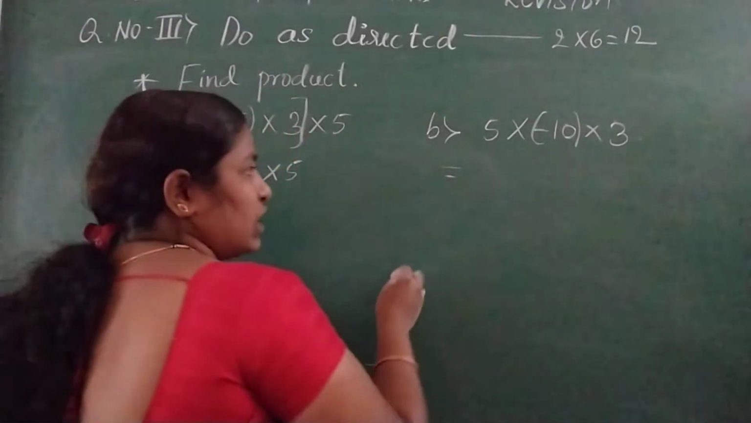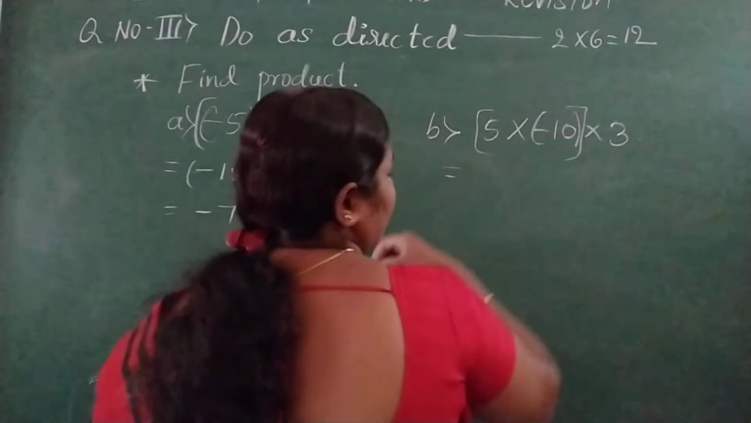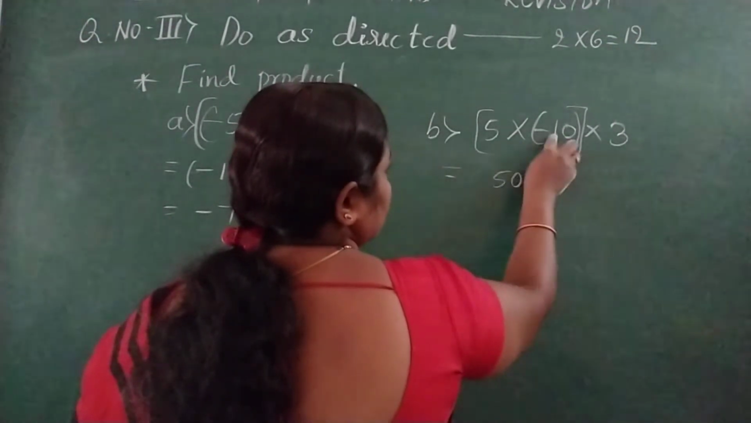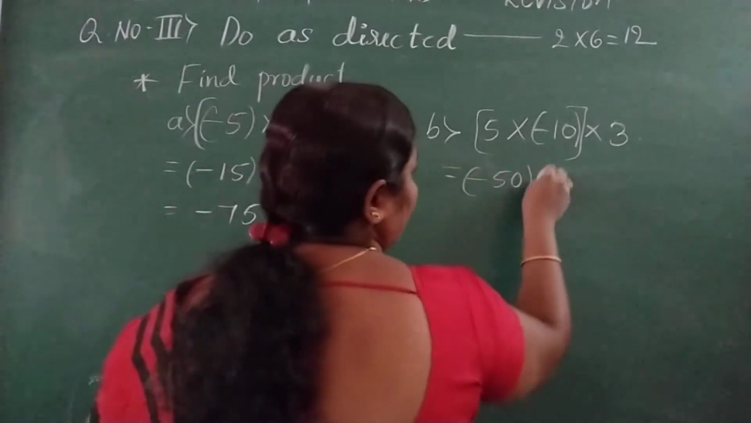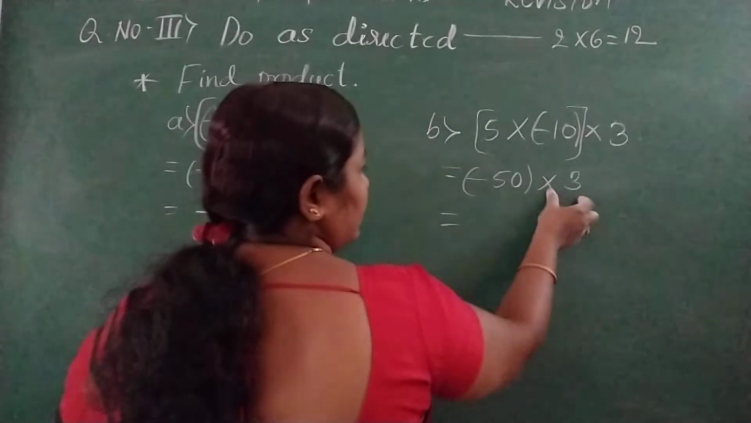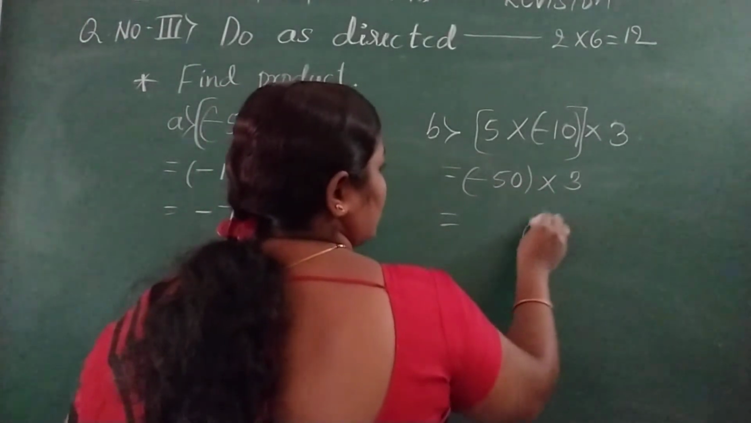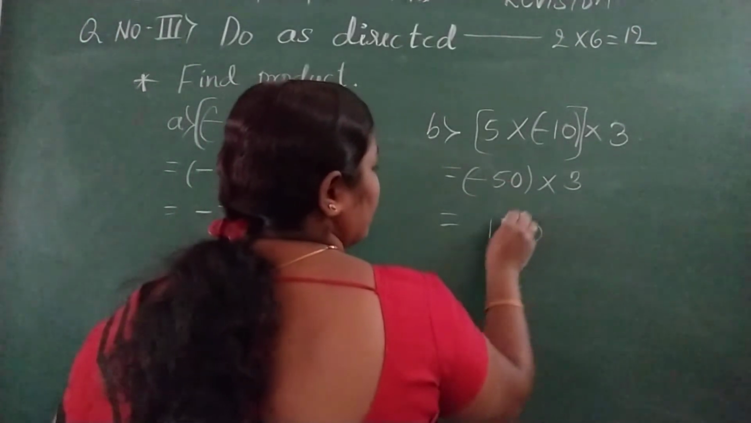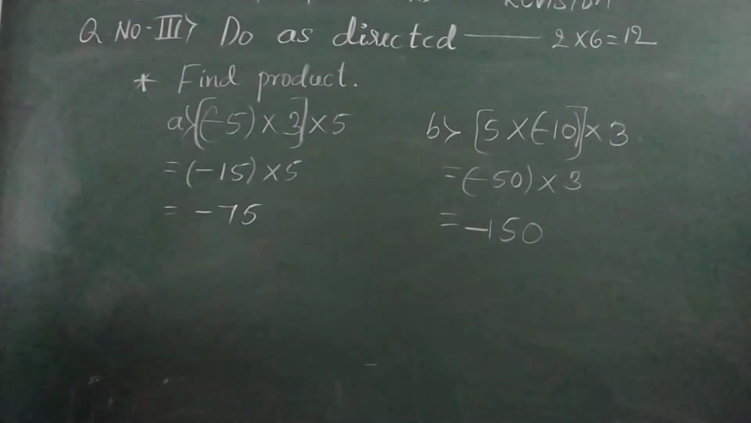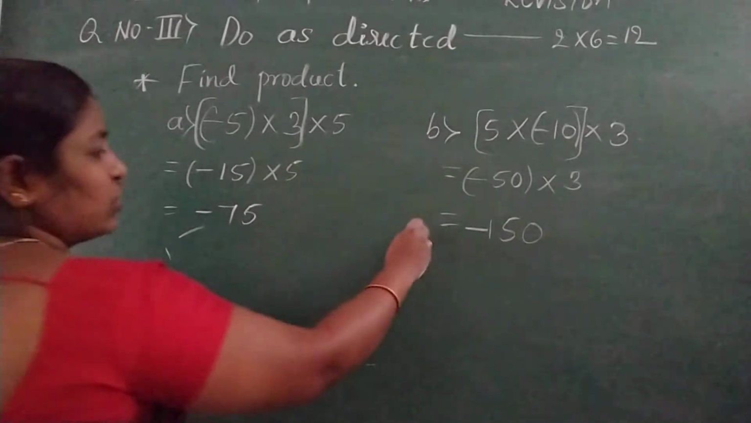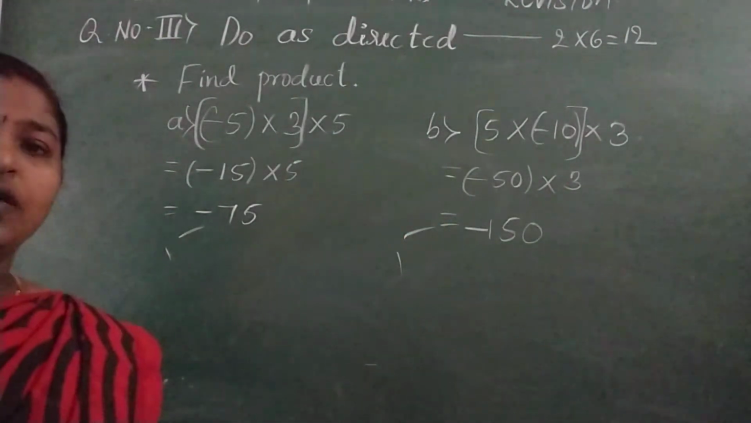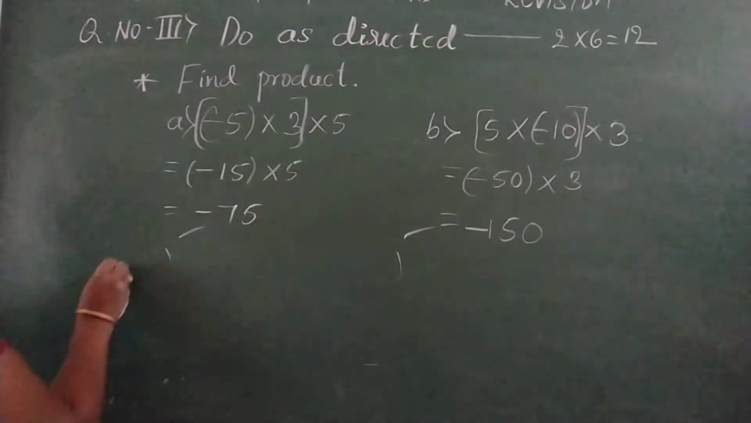And B also same. First you should multiply with 2. 5 10s are 50, plus into minus minus, then multiplication with 3. 3 zeros are 0, 3 5s are 15. Minus into plus minus. If you do this much, you will get 1 mark for this. So altogether 2 marks. Next question.